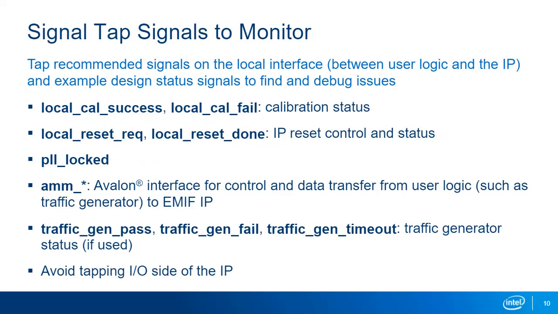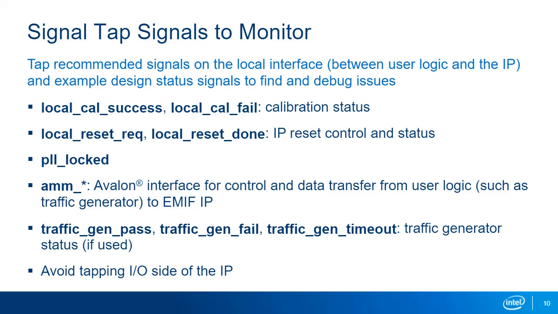Before we look at the debugging tools specifically designed for testing an external memory interface, let's look at the signals that are useful for examination with the Signal Tap Embedded Logic Analyzer. As with other high-performance IP, Signal Tap should only be used to tap lower-speed internal signals instead of signals on the I/O. In this case, the local interface between the user logic and the controller is the most common interface to tap. This is an Avalon memory-mapped interface with all the signal names prefixed with AMM. Other signals to tap are listed here.